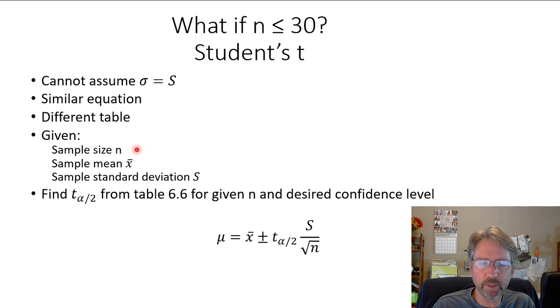We take a sample of n measurements. We find the mean, x bar. We find the standard deviation, s. And then from table 6.6, we find the student's t for the given n and the desired confidence level that we want, like 95% confidence or whatever it is. And then we use this equation. So this is our delta here. It's t instead of z. It's s instead of sigma. It's still the square root of n. So n greater than 30 or n less than 30 looks very similar, with just slightly different parameters here.